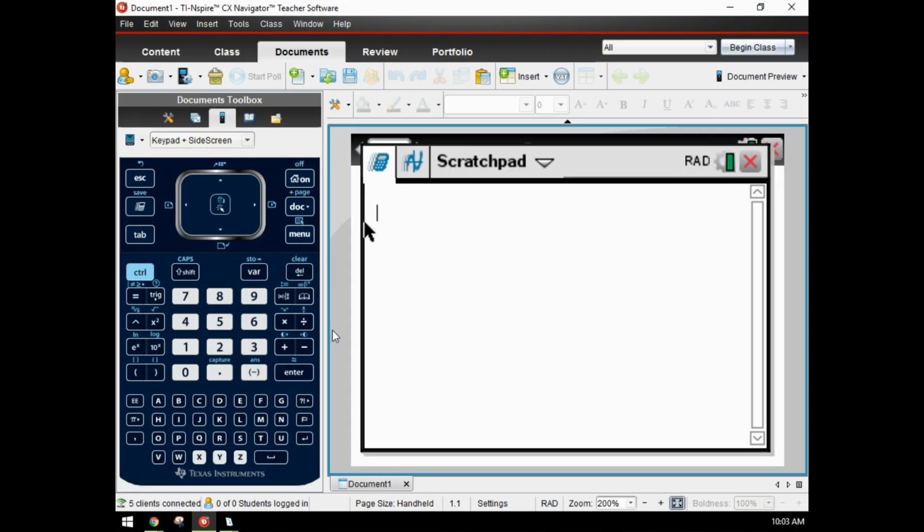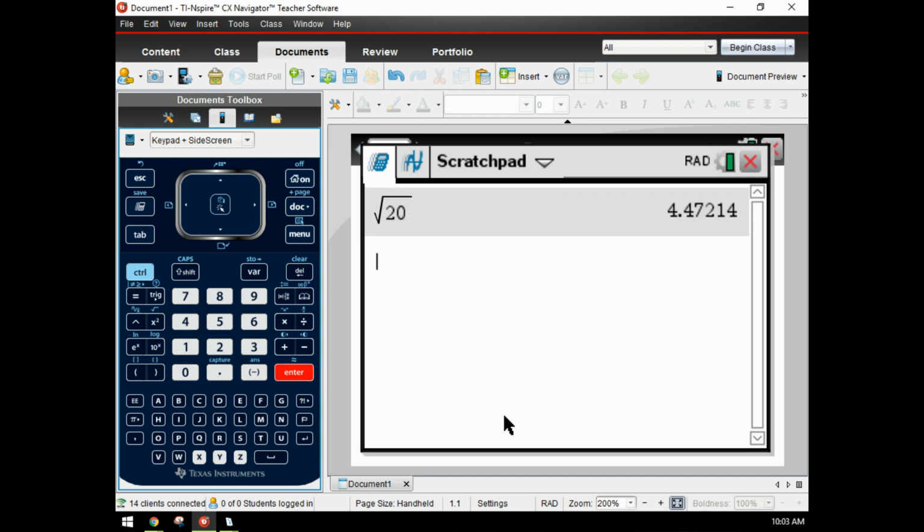So if I take, first off, let me prove to you that they're the same thing as well. Okay, so the square root symbol is right here above the squared. So control squared will give me the square root symbol, and I put 20. Okay, and I'm going to put equals or enter.